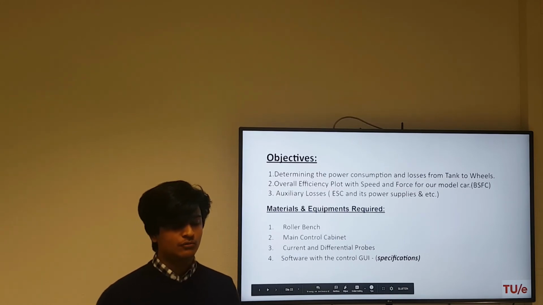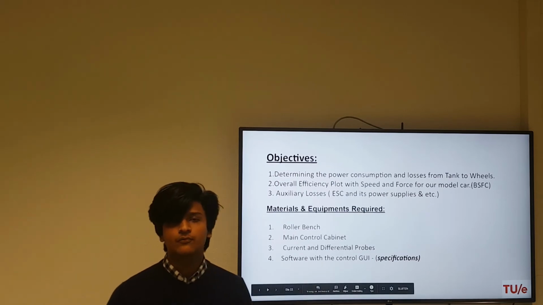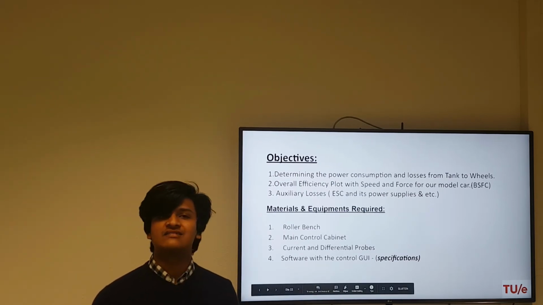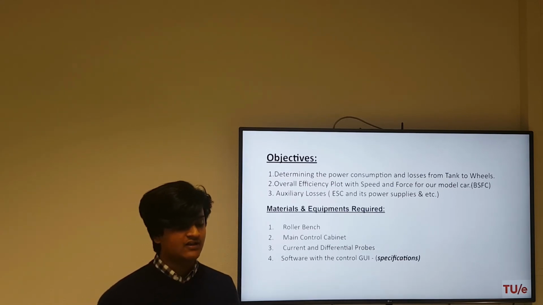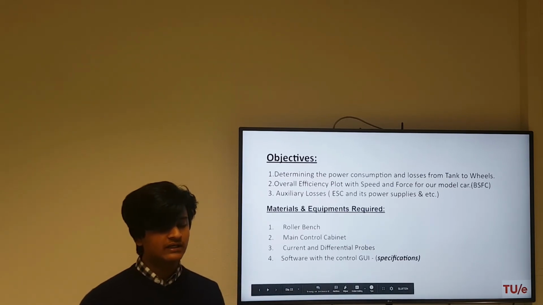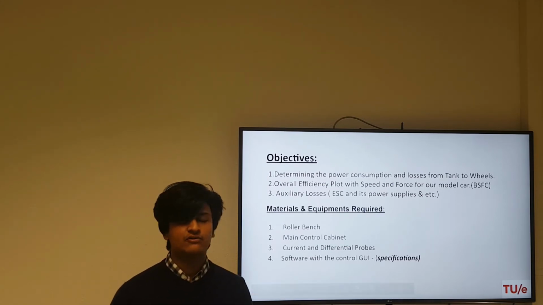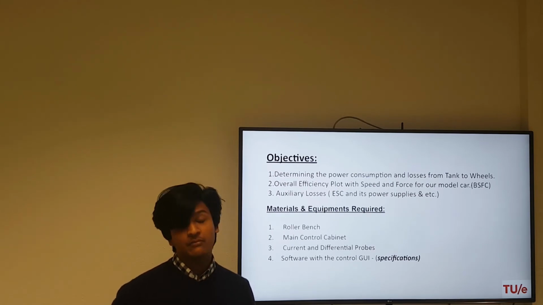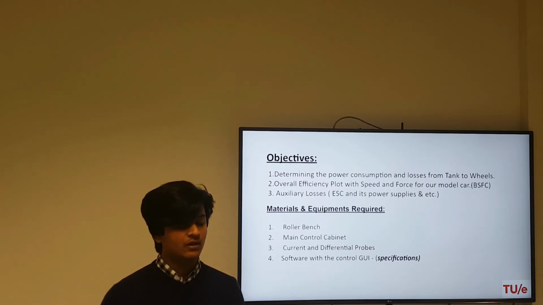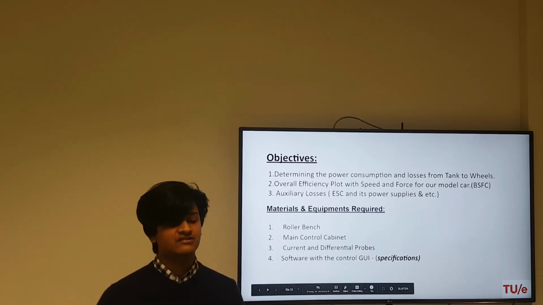Then we'll have a main control cabinet, and the current and differential probes. The current and differential probes are basically two devices used to measure current and voltage separately. And last, we have the software with the control GUI. This software is used to determine the battery current, battery power and battery voltage simultaneously with the velocity of the dynamometer roller, the force exerted on the dynamometer roller, and the distance covered by the car.